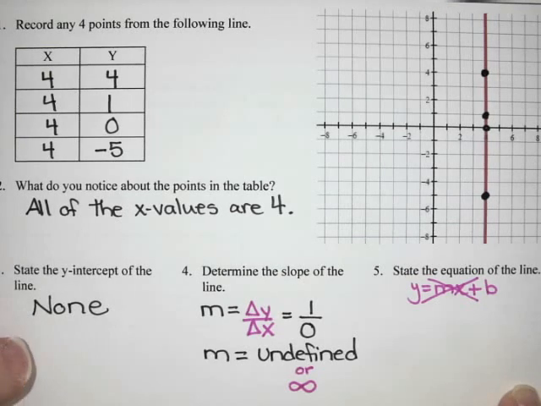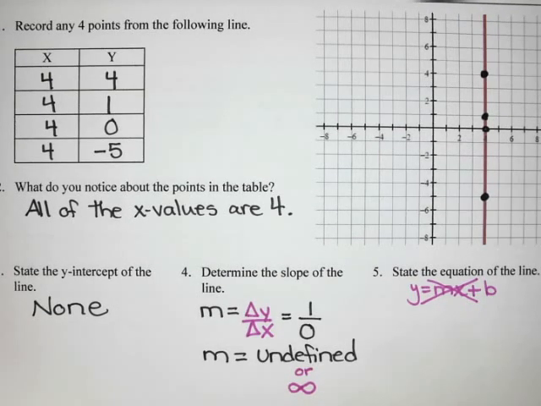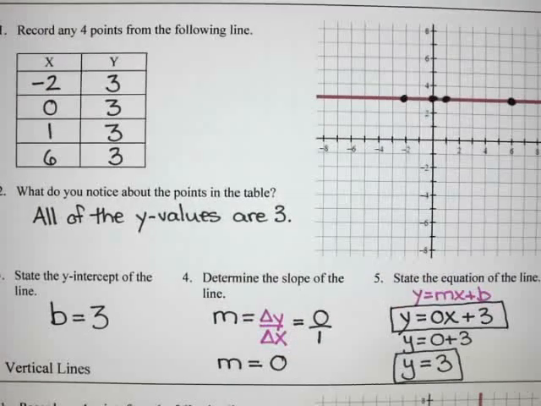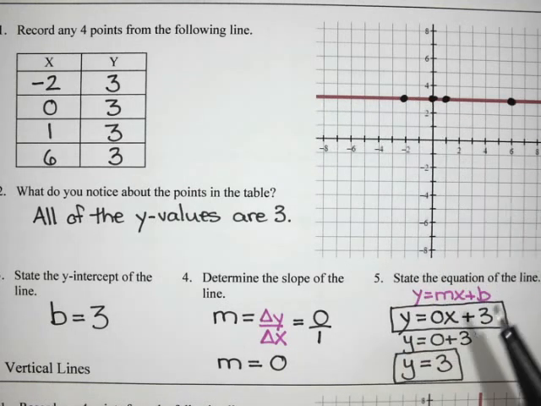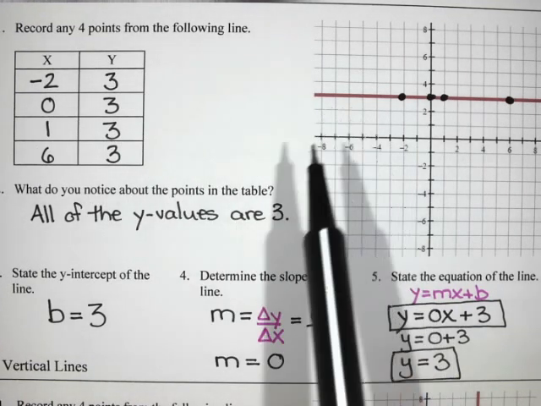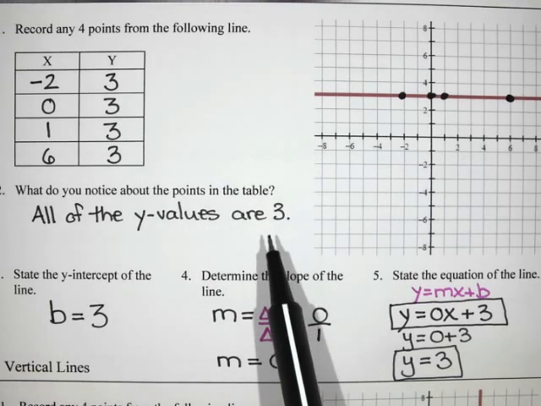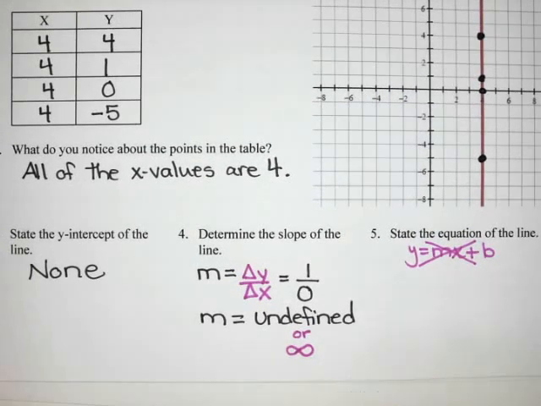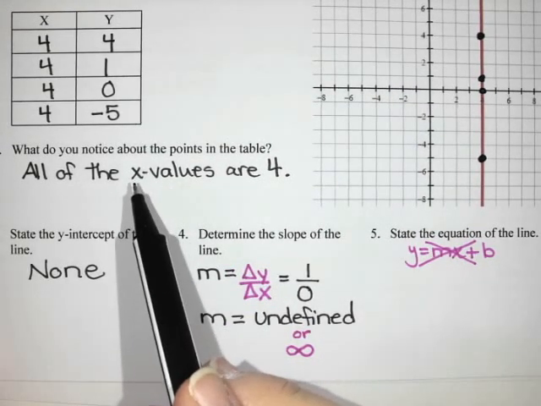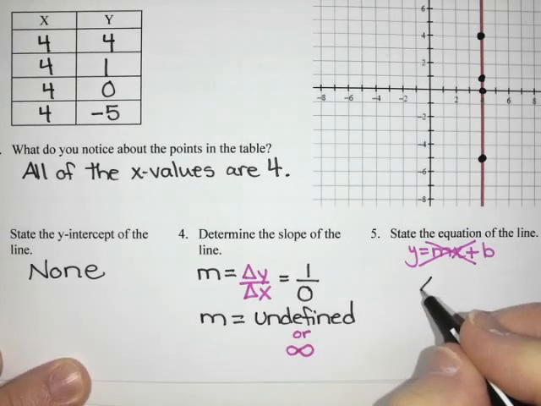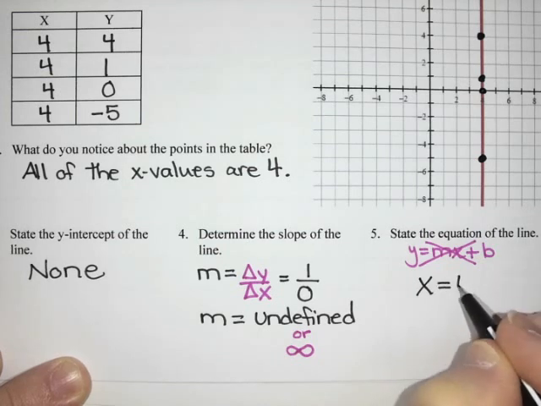So we're going to have to get creative here, and I'm going to go back and think about the previous question. So here, when we had the horizontal line, we said the equation of this line was y equals 3, and that all of the y values in our table, all of the y values on that line, they were all 3. So here, if I look at this one, all of the x values of that line are 4. So the equation of this line is actually x equals 4.